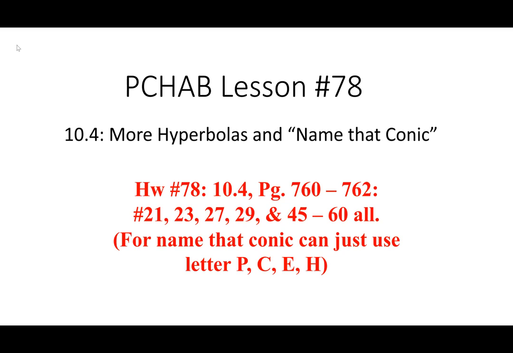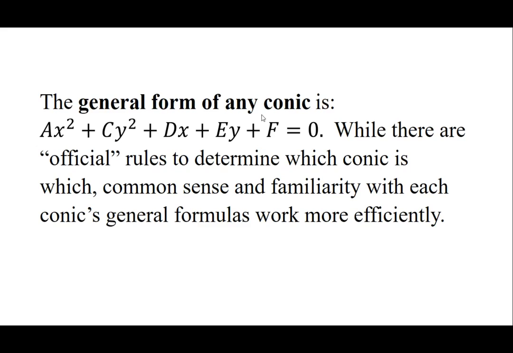And this lesson number 78 is technically the last piece of information you'll need to complete the quiz in its entirety. So it turns out the general form of any conic is ax squared plus cy squared plus dx plus ey plus f. Notice that there is no b, and there's a reason for that. We'll talk about that later in the chapter. But basically, while there are official rules for how a, c, d, etc. should behave, the truth is, if you're trying to name that conic, common sense and familiarity with the general formulas really work more efficiently and is what I would suggest.